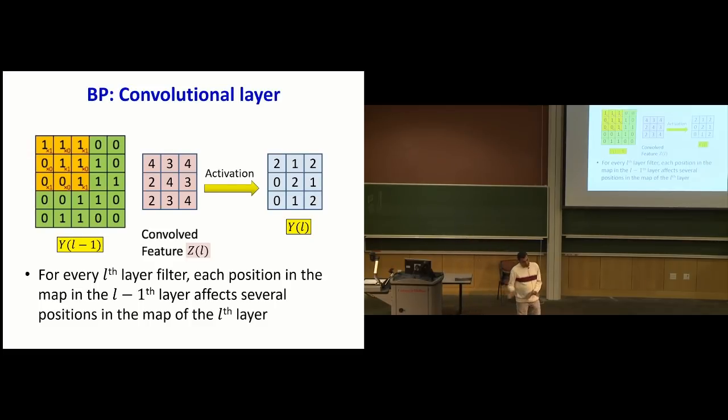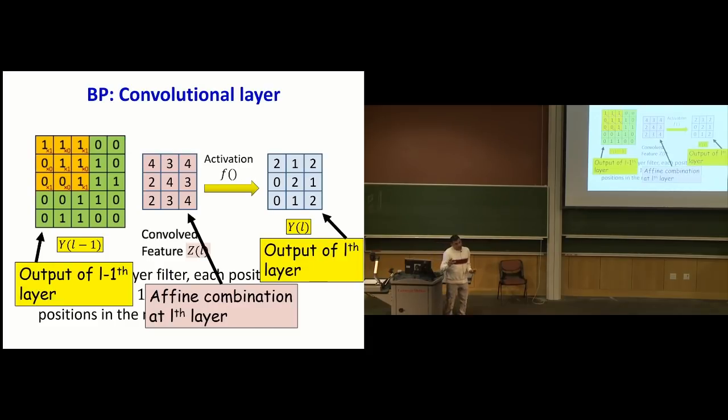And of course, the entire process of convolution has two steps. First, you perform the convolution, so you get this map, and then you apply an activation to every position individually on the map to get an output, right? So there are three terms that I have to worry about when I'm computing my derivatives.